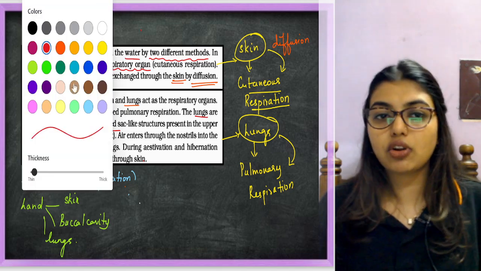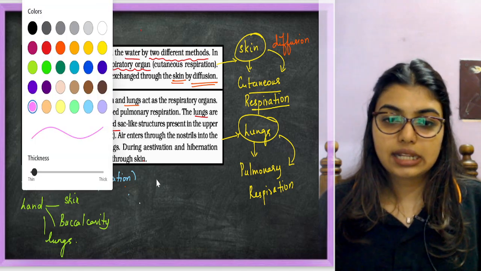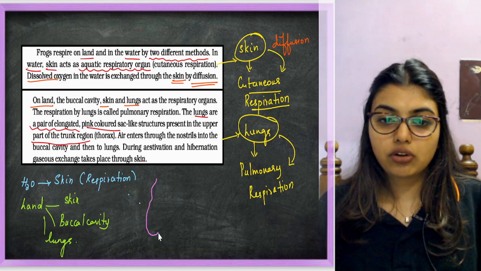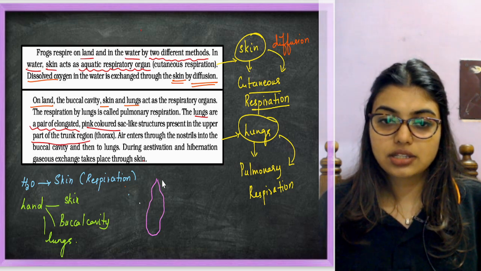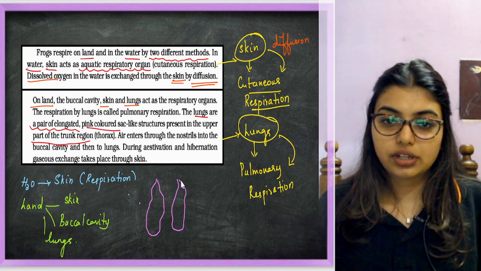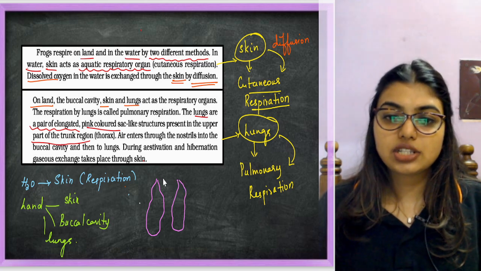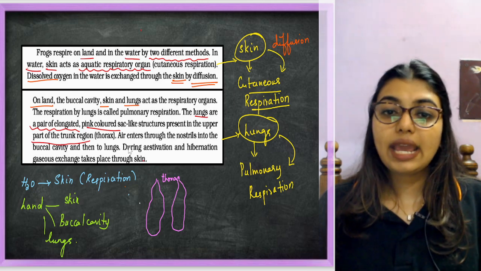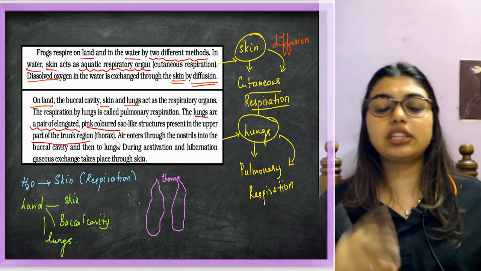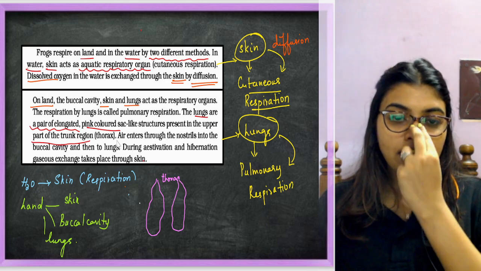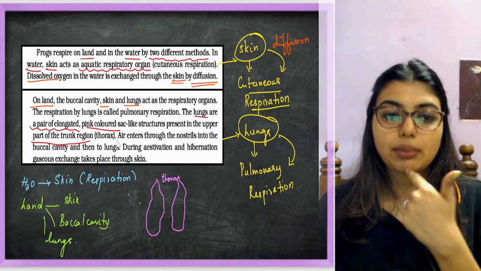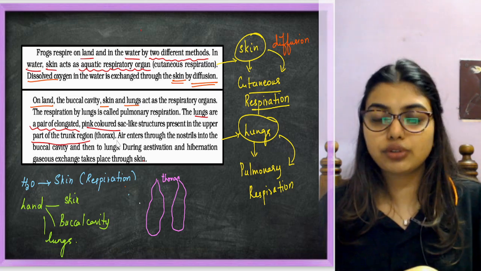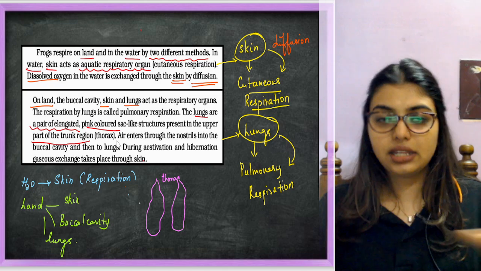Trunk can also be called the thorax. So they're telling us that the lungs are long, elongated structures like this, and these are present in the thorax, or we can say the trunk region. Now, how is breathing going to happen? Very simple. Air is going to enter through the nostrils, reach the buccal cavity, and from the buccal cavity go to the lungs. The lungs do pulmonary respiration.